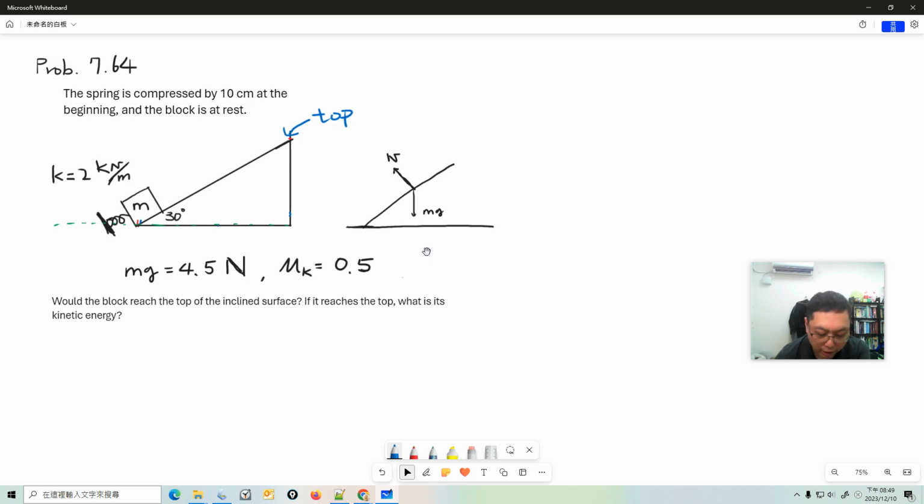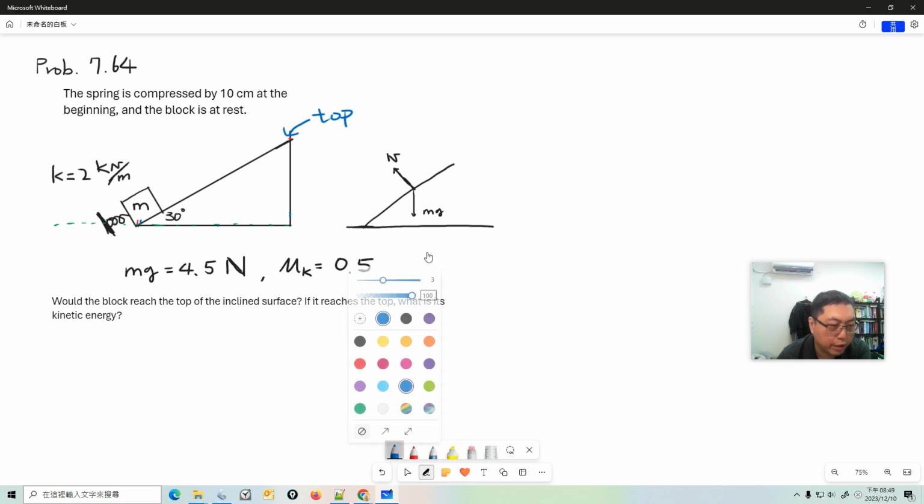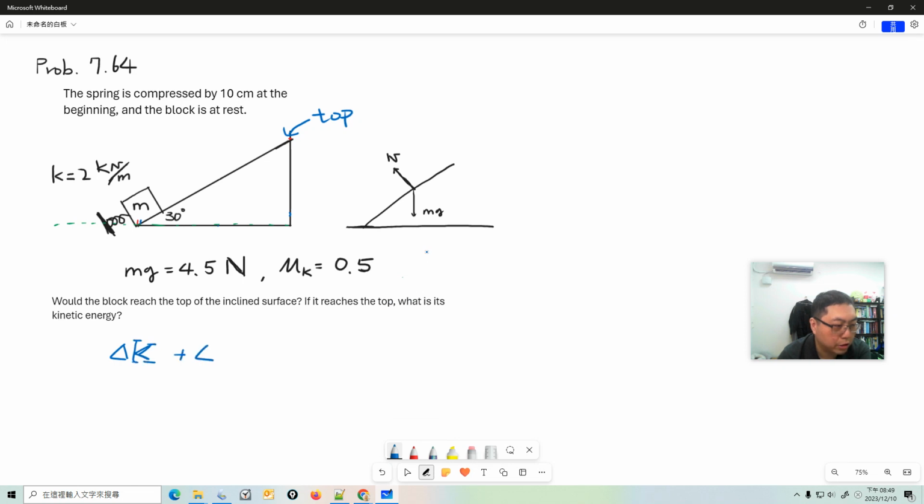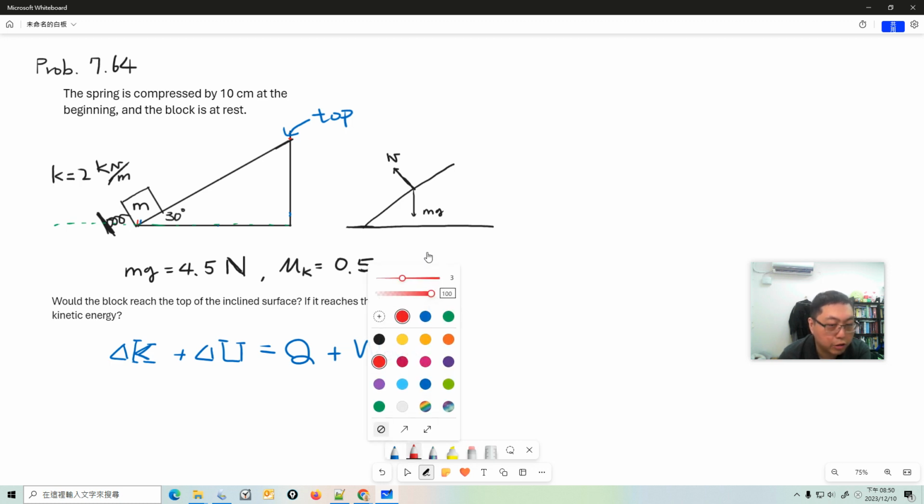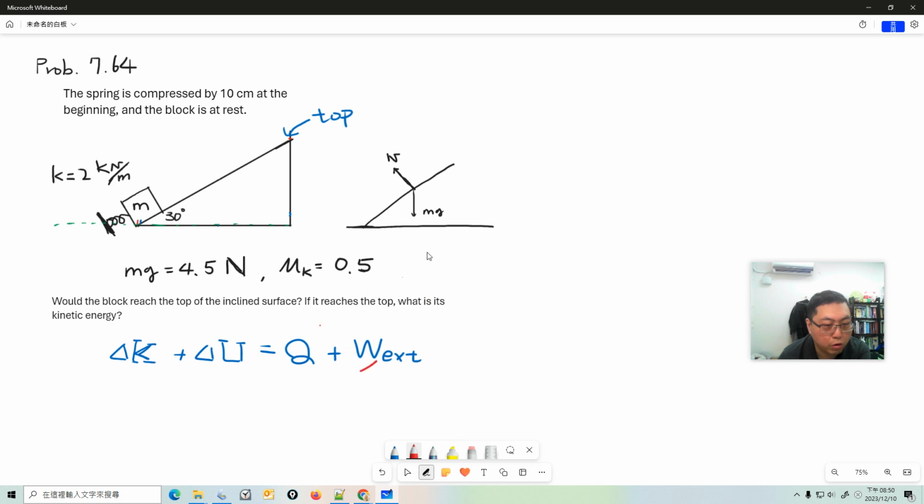So first of all, let's write down the energy conservation equation: delta K, I should use capital K, much better, plus delta U, capital U, is equal to Q plus the work done by the external force. But in this setup, there is no external force, so there is no work done by an external force.